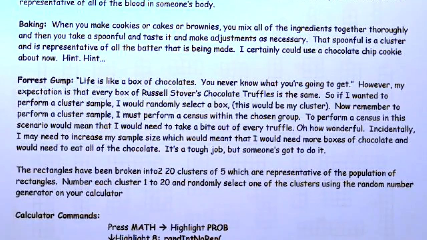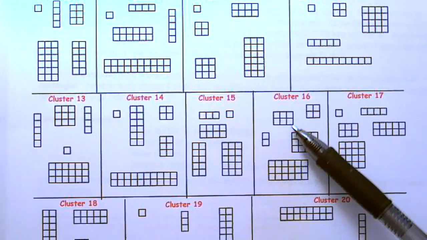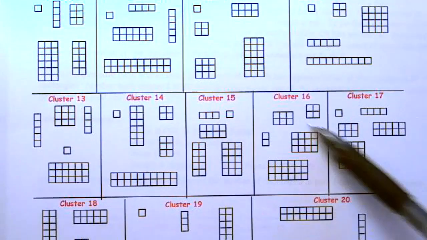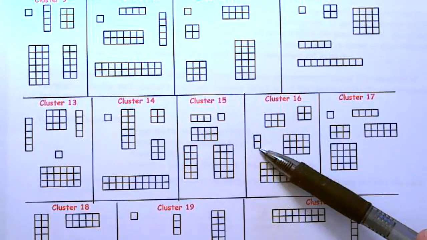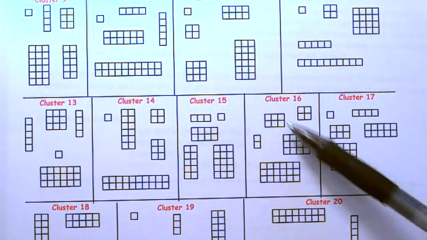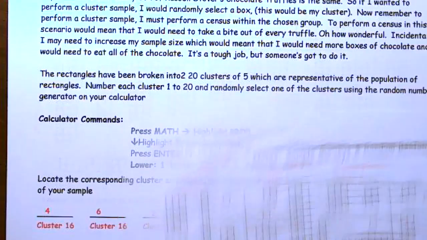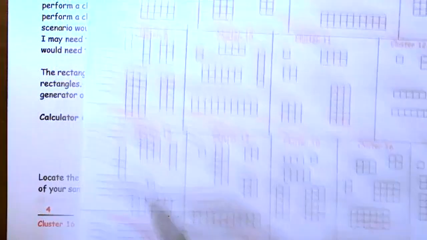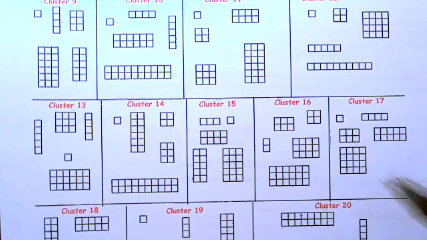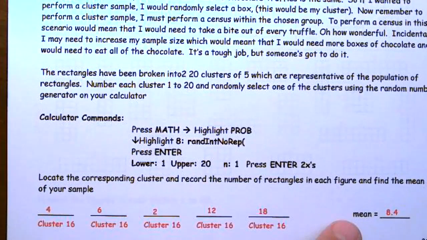So when I did this, I did a random sample and I ended up with cluster 16. These are what cluster 16 had in it. You can see it had a 2, which is my smallest. It had some small ones, a medium, and a couple of large ones. When I did that, I ended up with sizes 4, 6, 2, 12, and 18. In other words, all of these were in there. I added them up, took the average, and I had 8.4.